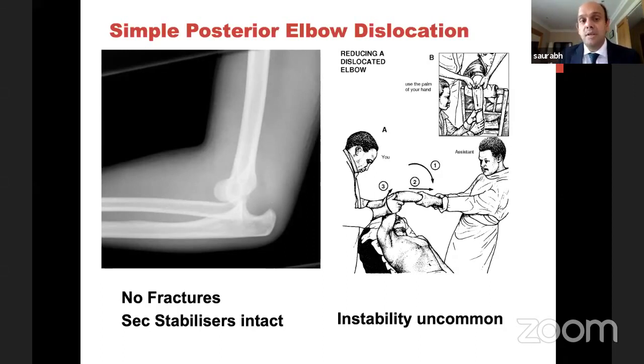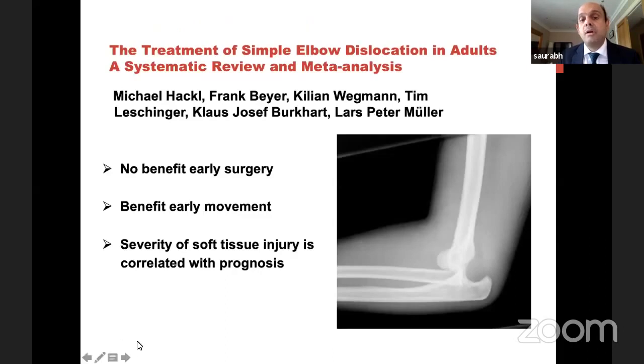Now, if I show you the next slide, remember, more often than not, the secondary stabilizers, the dynamic stabilizers, the extensor muscles and the flexor muscles will be intact. And this is the reason 98% of elbows you can manage non-operatively. We know even from the systematic review that there's no benefit in early surgery. So even though the MCL and LCL are gone, the idea is to give them a plaster slab for 10 days and then get the elbow moving early. No point giving a plaster for a month.